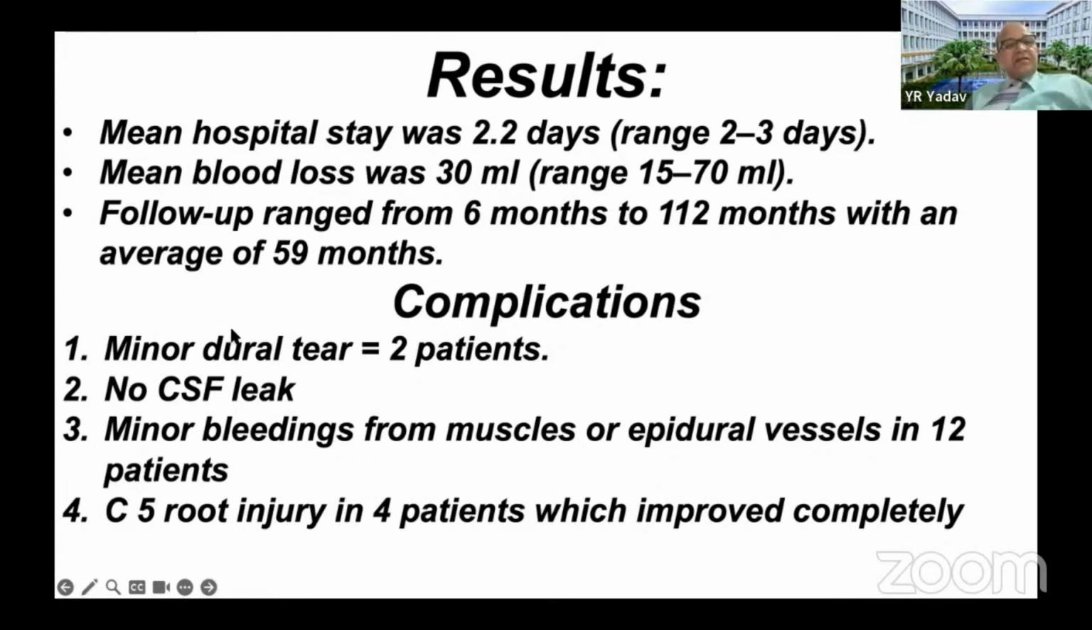The complications: minor dural tear in 2 cases, no CSF leak, because we go for delayed suture removal, and you can put in a lumbar drain, and there are methods of treating the dural tear. Minor bleeding from the muscle or epidural vessels in 12 patients, which could be controlled with bipolar and other methods, bone wax if it is coming from bone. There was temporary C5 root injury.